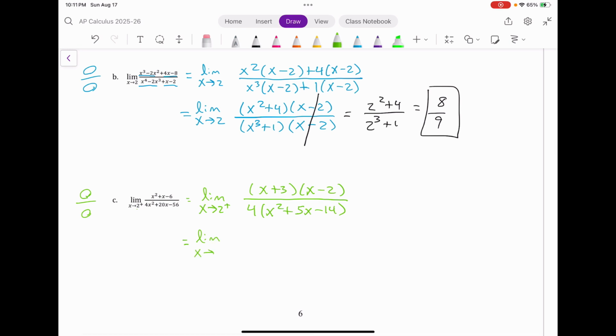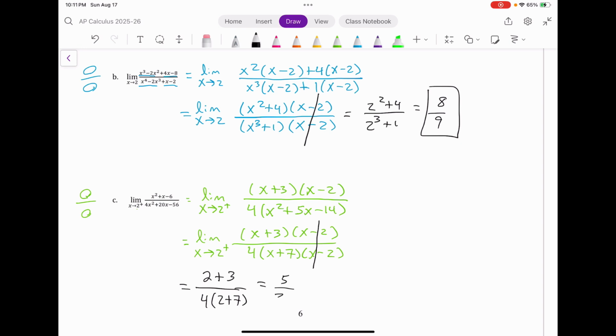And we'll factor that trinomial in the denominator further. So 4 times x plus 7, x minus 2. And notice once again this factor goes away. That was the issue of us plugging 2 in the beginning. So now we should be okay to plug in. So we'll plug in the 2 into what's left. So we get 2 plus 3 over 4 times 2 plus 7. So that gets us a limit of 5 over 36.